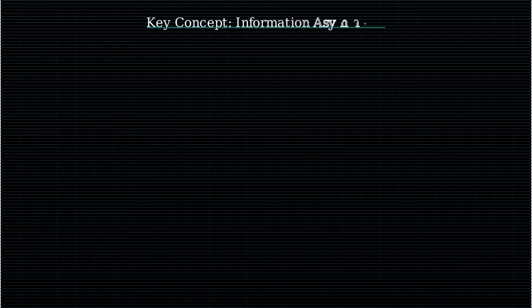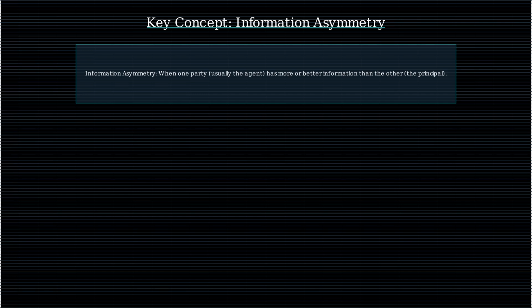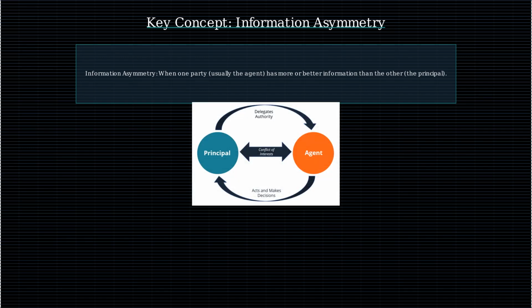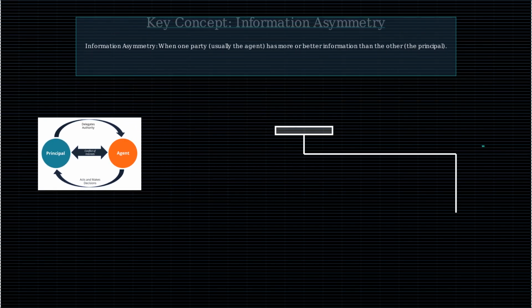Information asymmetry is a critical concept in agency theory, especially in healthcare contexts. Information asymmetry occurs when one party in a relationship has more or better information than the other party. In the principal-agent relationship, the agent typically possesses specialized knowledge or expertise that the principal lacks. This creates an imbalance where healthcare providers have significantly more medical knowledge than patients or health administrators.